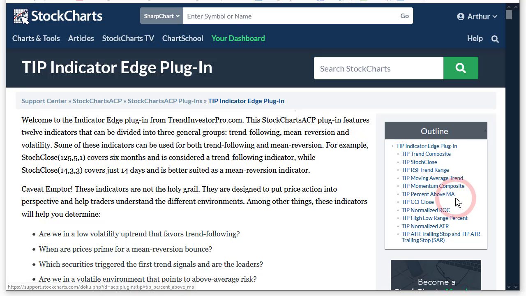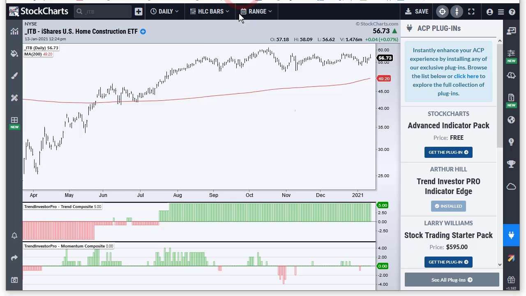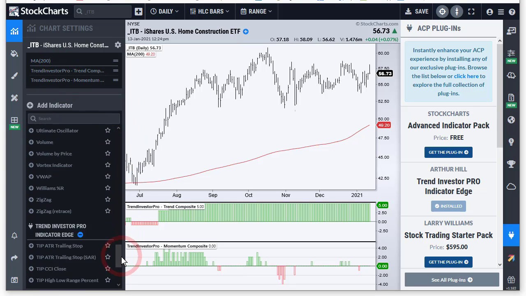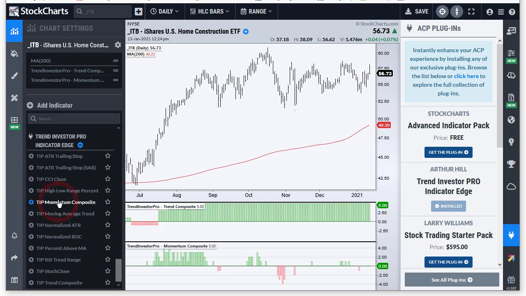And then I'm going to add the Trend Investor Pro Momentum Composite, and it is used to identify short-term oversold conditions within a bigger uptrend. If I go back over here, you can see on the left-hand side at the top, I can click on the chart settings, and there I can add the indicators. At the bottom, you'll see the Trend Investor Pro Momentum Composite and Trend Composite as well.